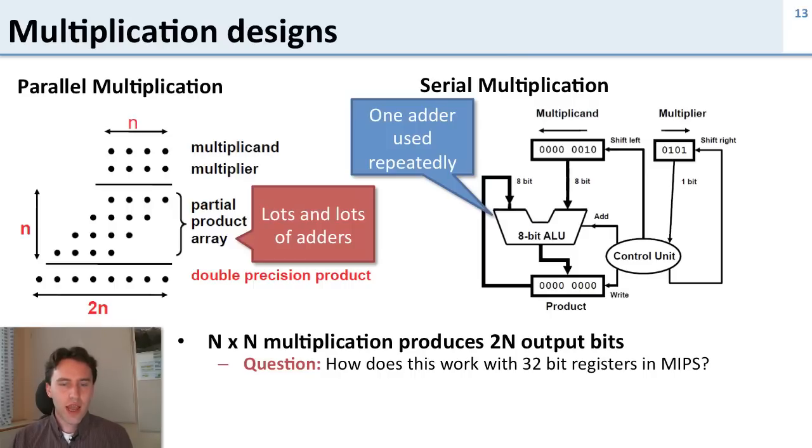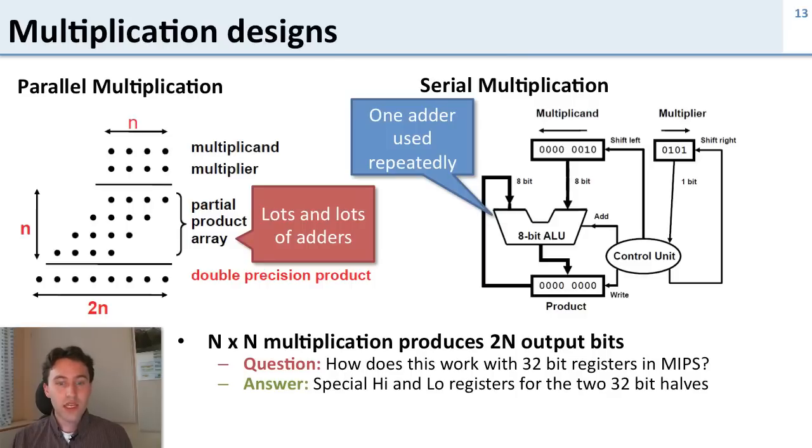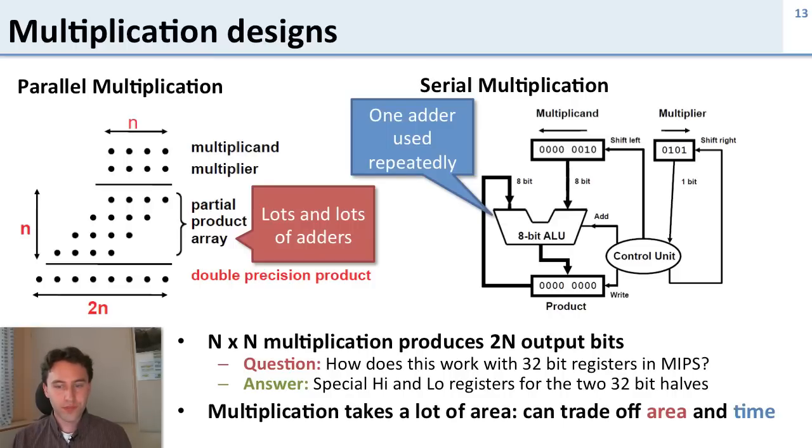So here's a question. How does this work with the 32-bit registers in MIPS? If we multiply two 32-bit numbers together, we're going to get a 64-bit result. But we don't have any 64-bit registers in our MIPS architecture. Well, the answer to how we deal with that is we have special high and low registers for the two 32-bit halves. So when we do a multiply, the top part of the 2n bits is stored in the high register, and the bottom part is stored in the low register.